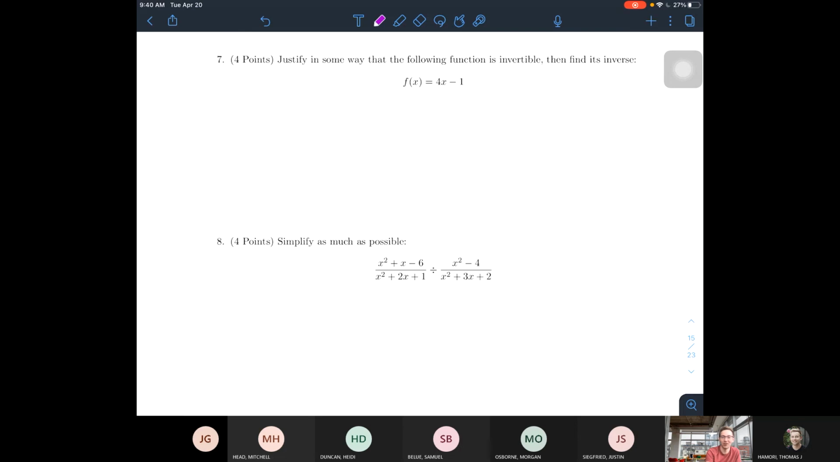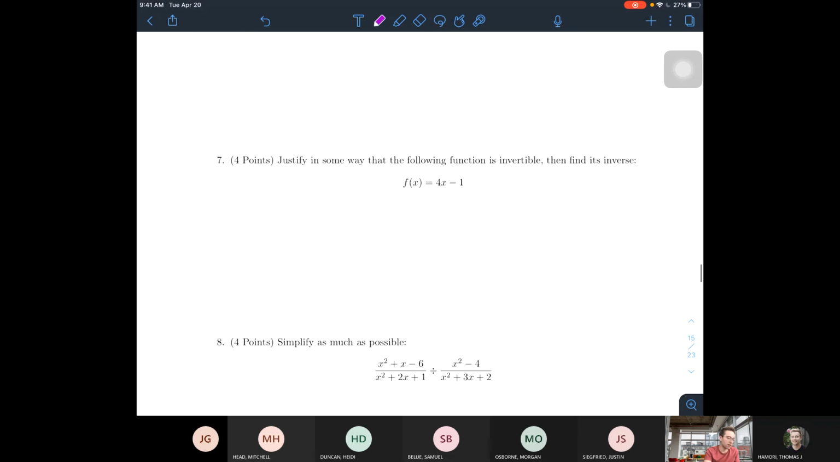All right, so we'll carry on with this last problem, and I think that might be the last one we do for today. Okay, so we have a function f of x equals 4x minus 1. And what are we supposed to do? We are supposed to justify in some way that the following function is invertible, and then find its inverse.